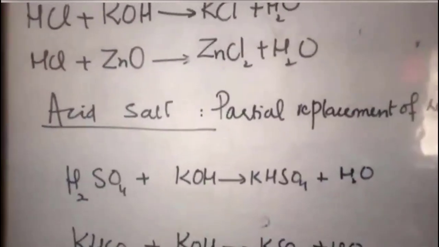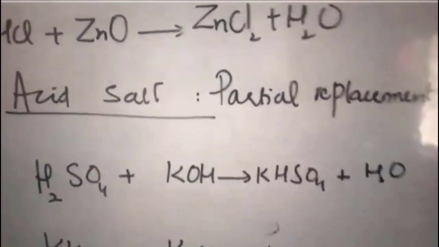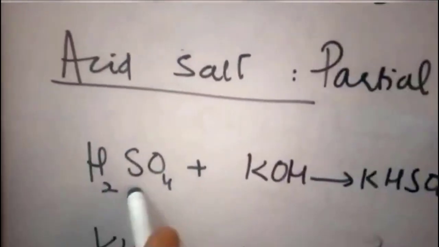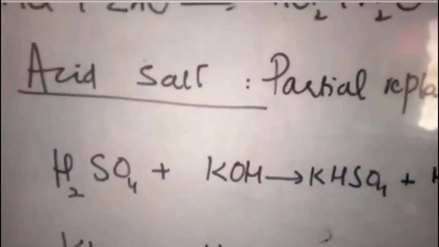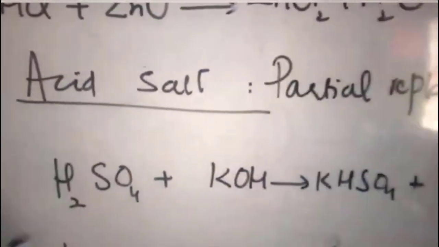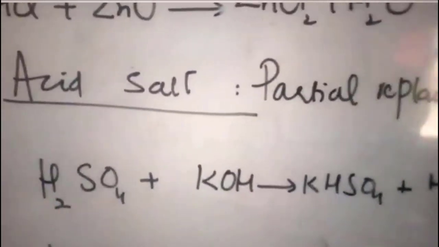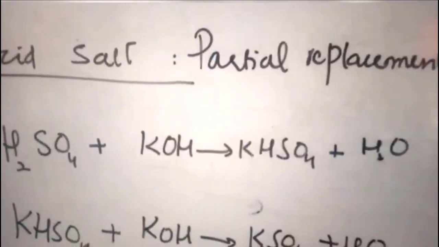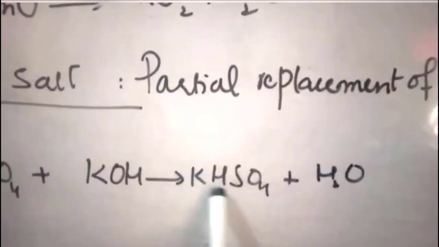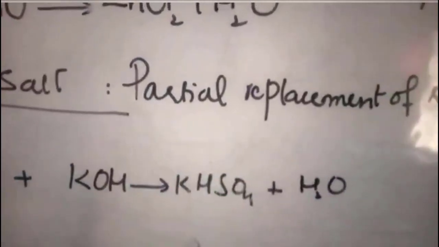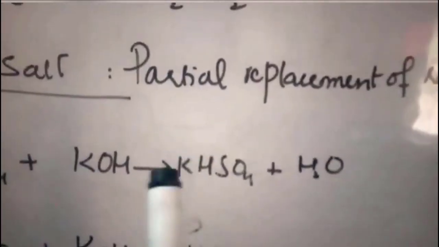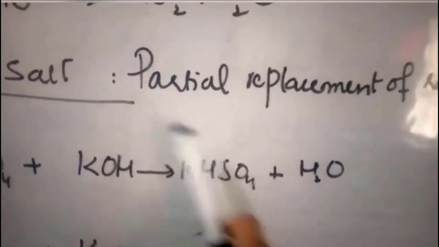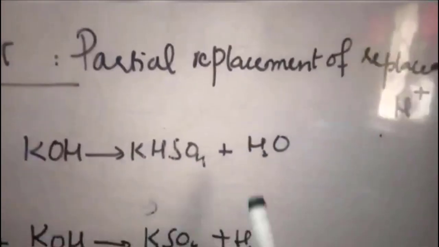You can see in the equation, as in the above equation, H2SO4 plus KOH. Both are acids, okay? Because there is more than one hydrogen in this H2SO4. So potassium, any metallic part, is only capable of replacing only one hydrogen. Now, the presence of the hydrogen in this salt shows that this is an acidic salt, because it possesses the properties of the acid, because there is partial replacement of the replaceable hydrogen, plus water.